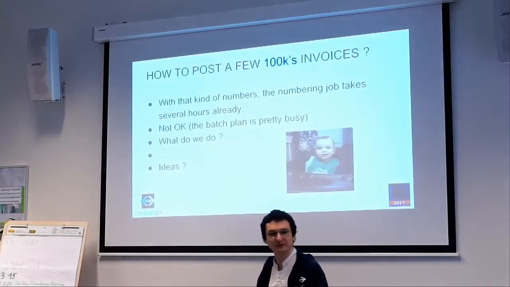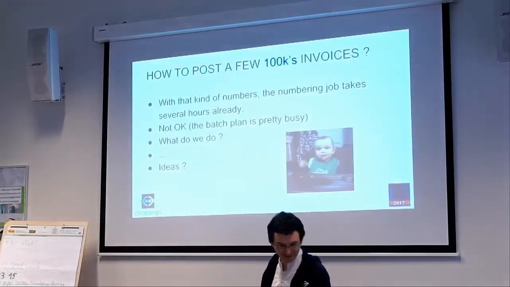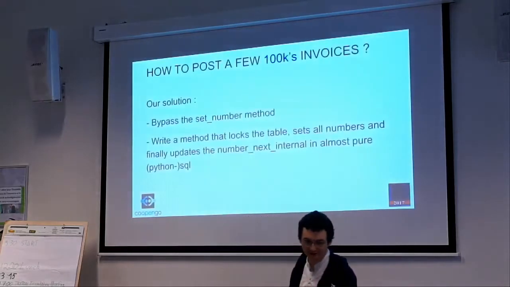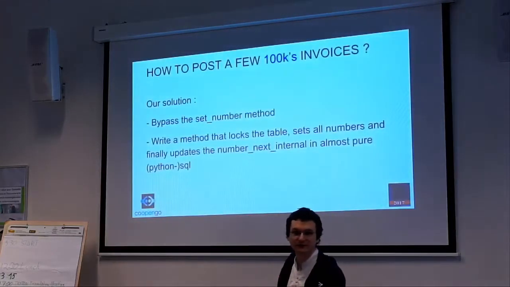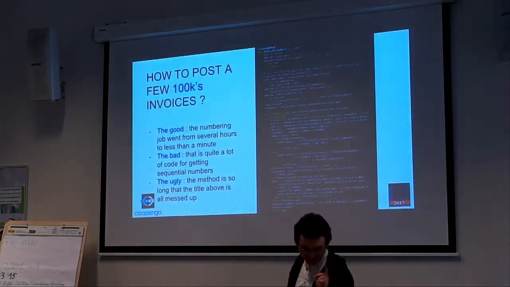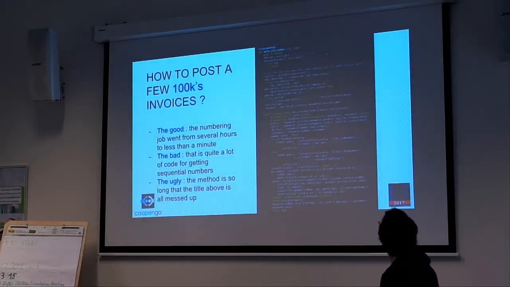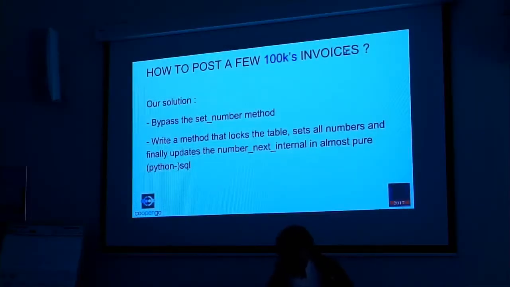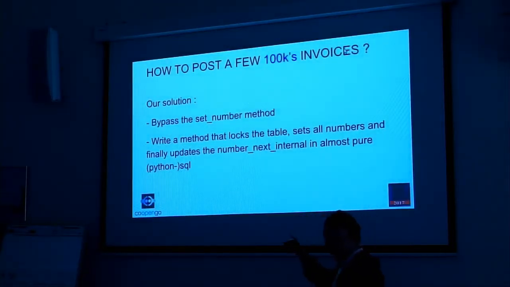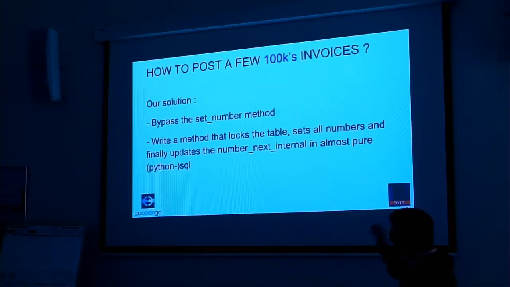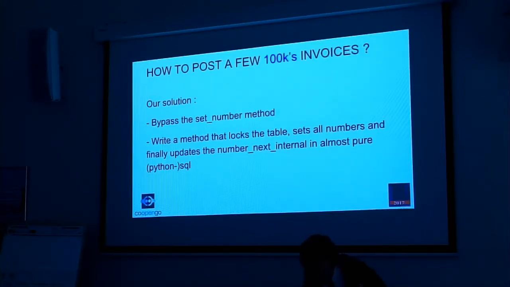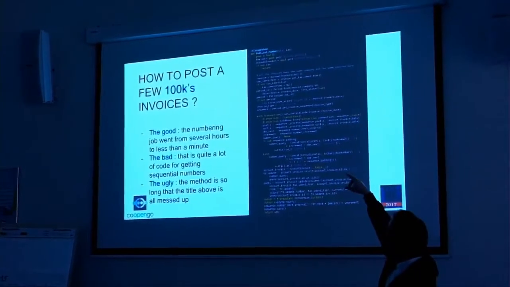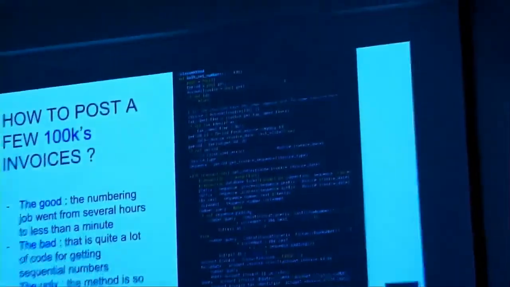So we didn't do that. We did differently. This is what we did. We bypassed the set number method, and we've written our own version of that, like this. It's not really legible, I want to read the code. What it does is it's almost pure python-sql. Above, you see the signature of the method. We receive IDs of invoices that are already sorted for the job.